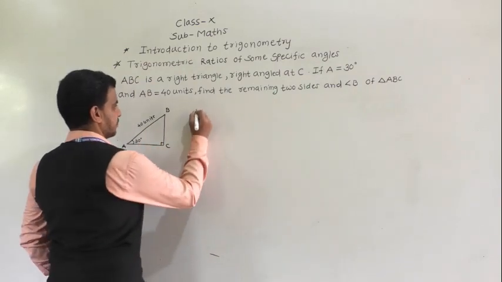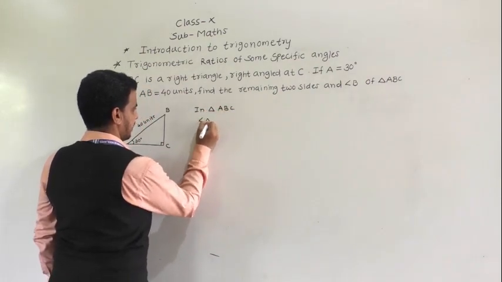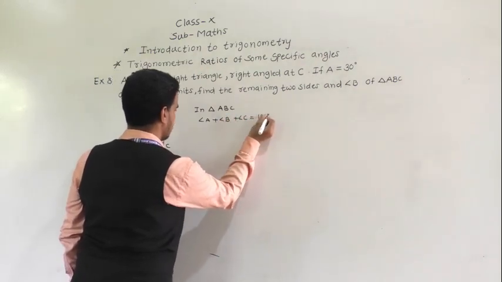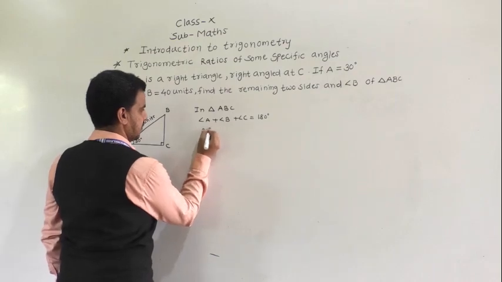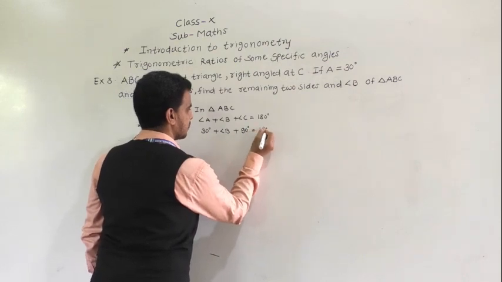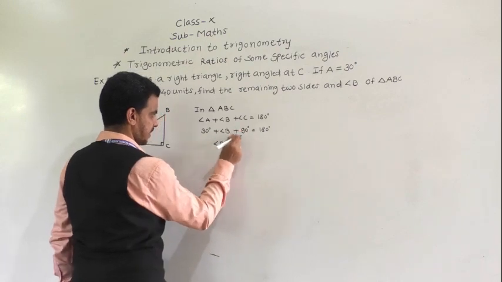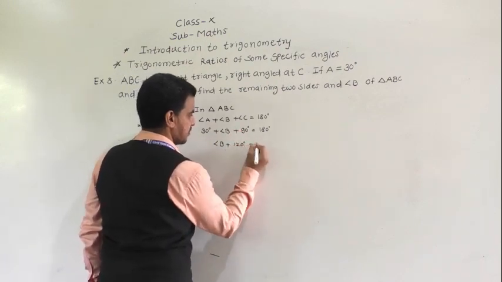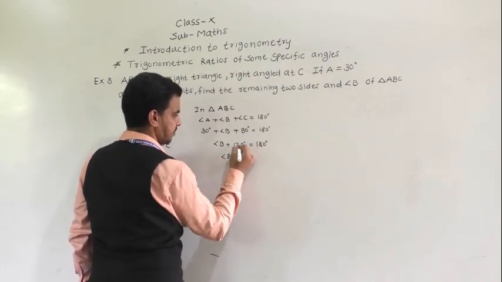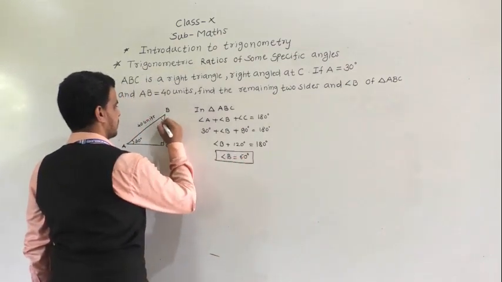Okay, so here in triangle ABC, angle A plus angle B plus angle C is equal to 180 degrees. Angle A is 30 degrees, angle C is 90 degrees. So angle B plus 90 degrees plus 30 degrees, so this is 120 degrees, is equal to 180 degrees. So angle B is equal to 180 degrees minus 120, that is 60 degrees. Okay, so now this angle B is 60 degrees.